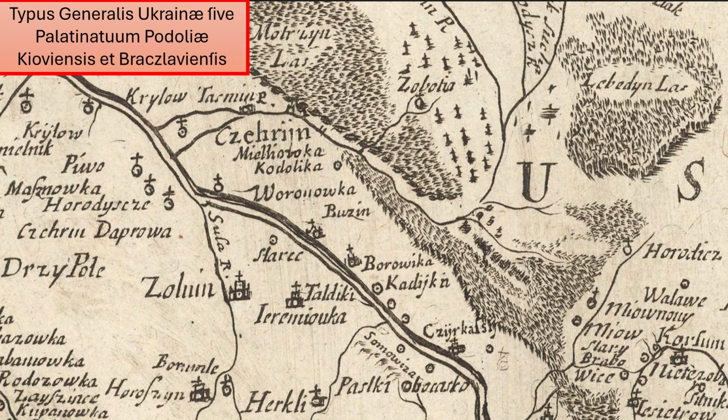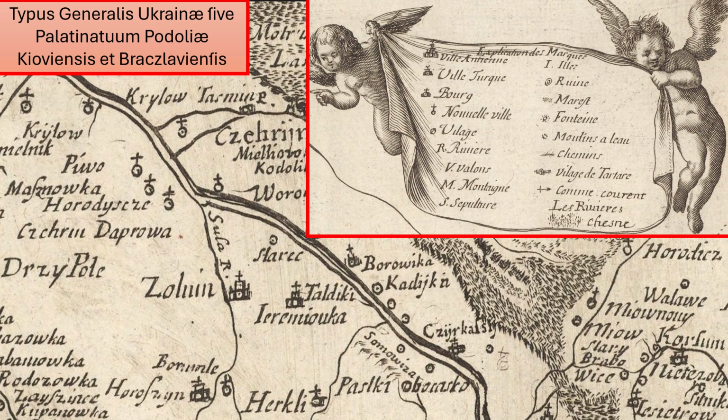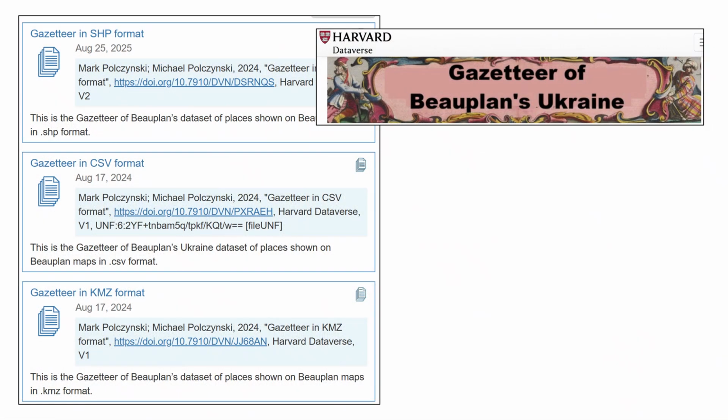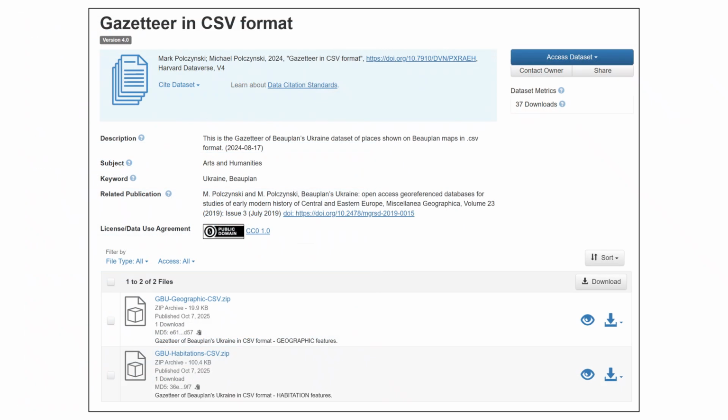Here is an example of a section of a Beauplan map and the key showing typical place symbols. These are the places that appear in the gazetteer. The gazetteer of Beauplan's Ukraine Dataverse captures places on maps in 3 datasets. We'll start with the CSV format dataset. The gazetteer has been split into habitations and geographical features. For purposes of illustration, we'll check out the geographical version.